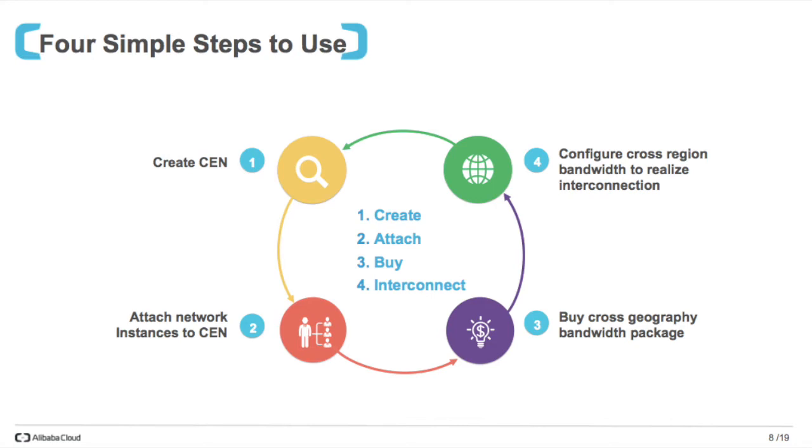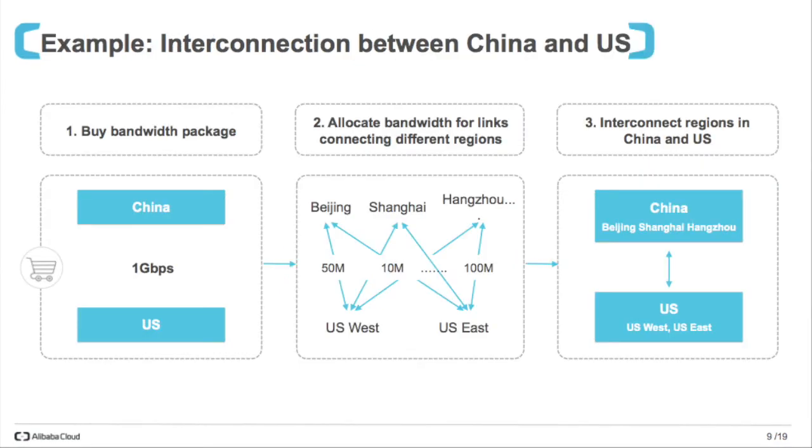Just now, I introduced the 4 steps of how to use CEN. Now, let's take a look at China and the USA network instances intercommunication. And here, I need to illustrate how to buy bandwidth package and how to allocate bandwidth package. Our target is to let China and the USA network instances communicate with each other.